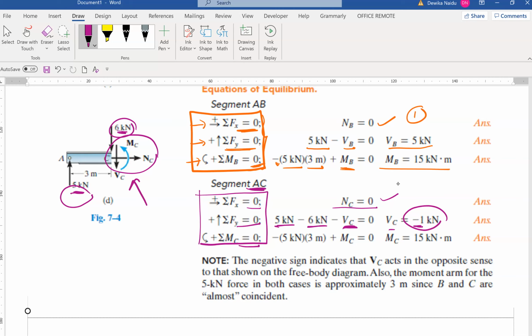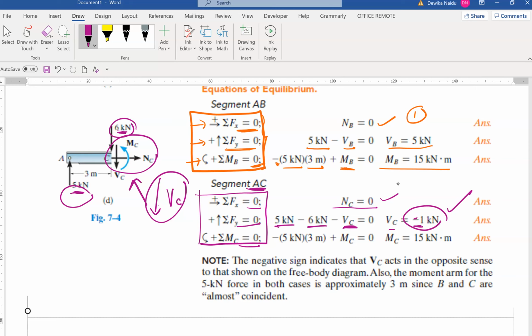In this free body diagram, we have pointed Vc as down, right? If you calculate and you get a negative value, it means the direction that they have taken for Vc is actually wrong. It has to be the opposite side. So, small matter, it's okay. You don't need to turn it around, but you just have to keep it as Vc equals negative 1 kilonewton. This answer is actually acceptable.